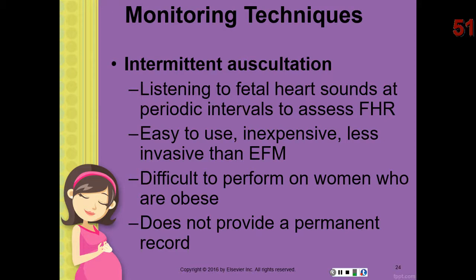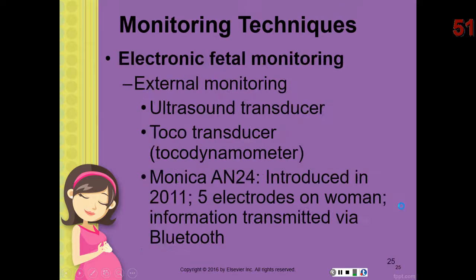The other thing with intermittent auscultation is that you can't see a pattern. One of the things we can do is read a fetal monitor strip that gives us a pattern. If you hear a deceleration, it may be a one-off, whereas if you're hearing a deceleration with each contraction, you know that there could be some fetal hypoxia.